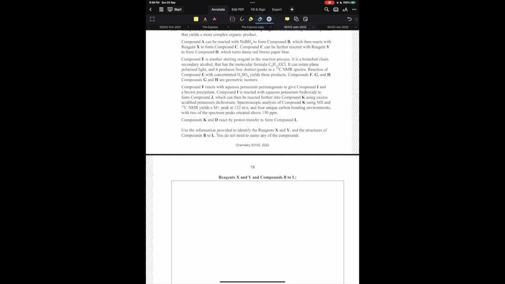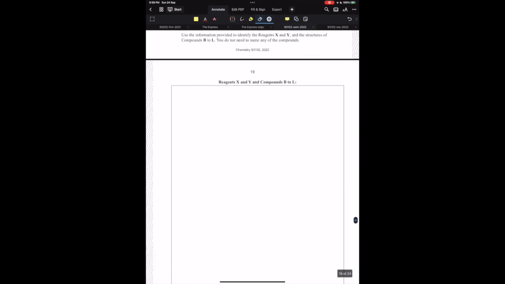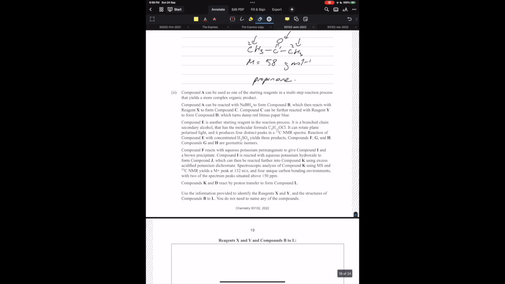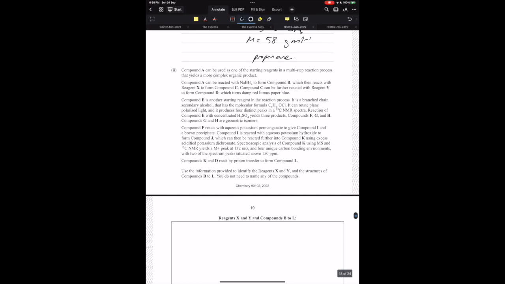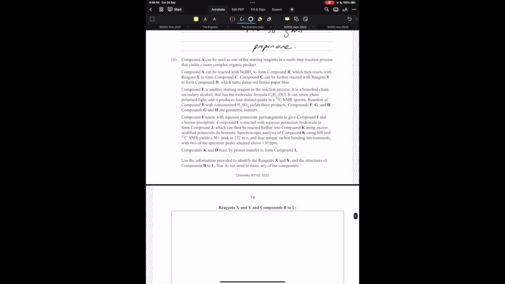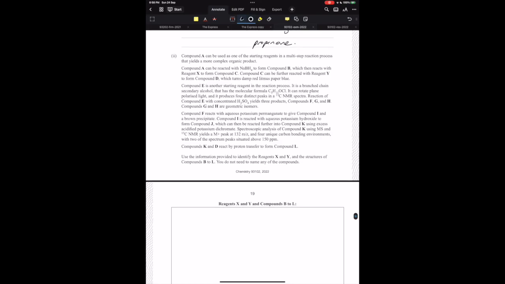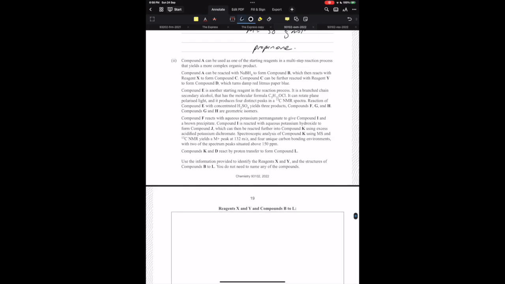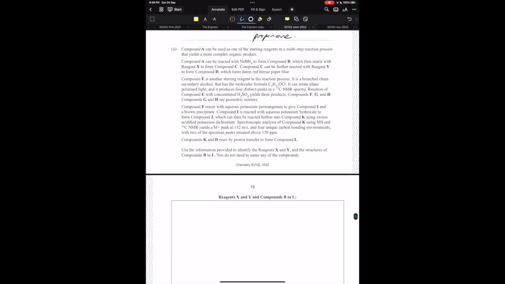Using the information provided, identify reagents X and Y and the structures of compounds B to L. You do not need to name any of the compounds. So this is a very long organic reaction, but it's also quite straightforward because they tell you exactly what's going on at every step, and it's a simple deduction so long as you know your organic reactions.